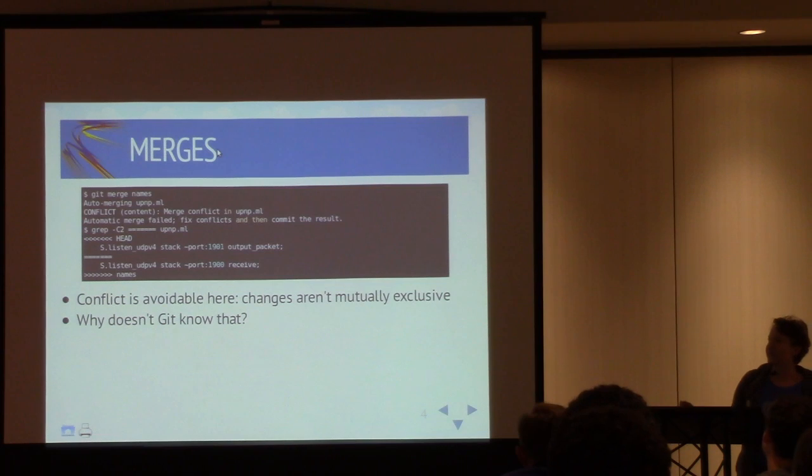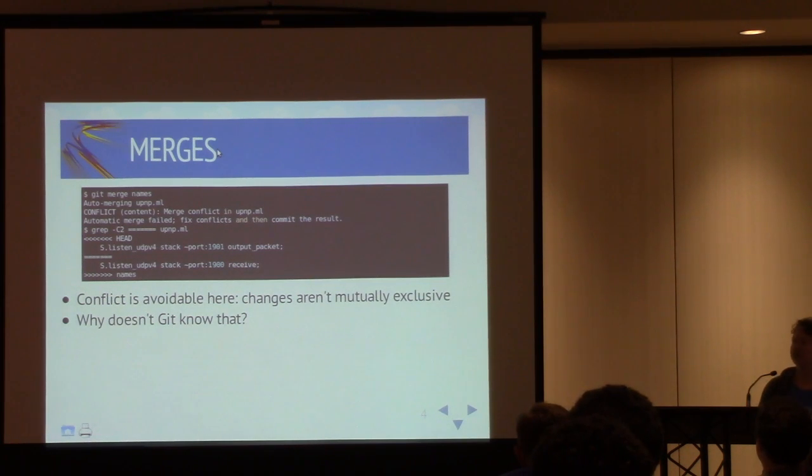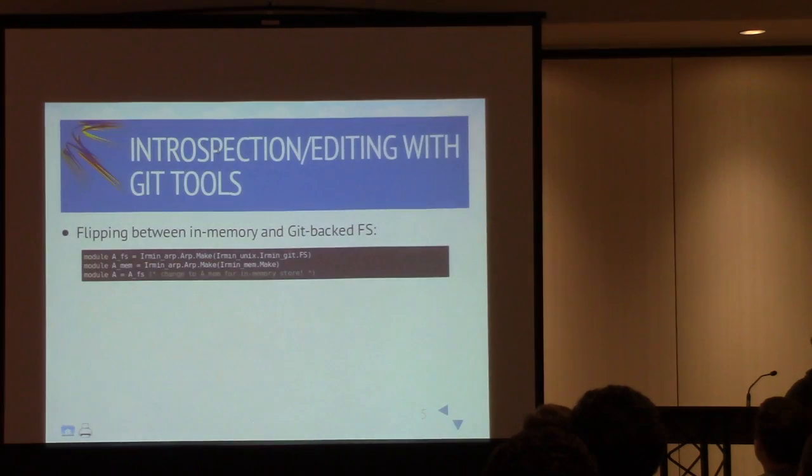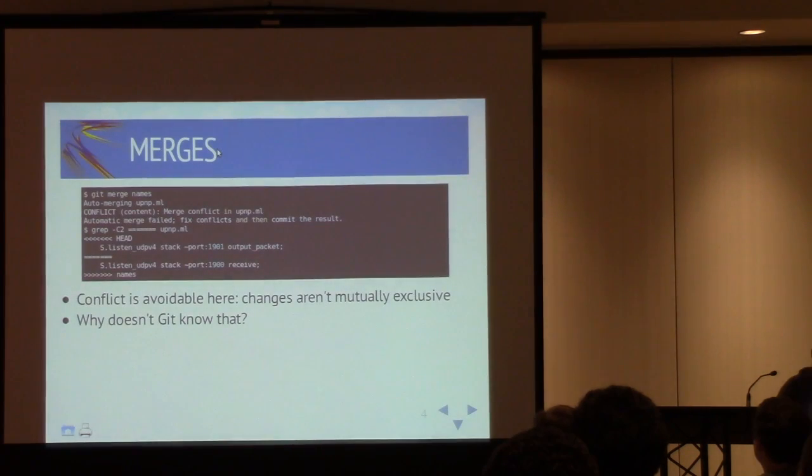But we can do better than this if we know about the structure of the things that we're trying to operate on. So this is something that's really nice about Irmin. Irmin is aware of the types of the things that we're storing, and it also lets us define our own merge functions that can use this information about structures to make intelligent decisions.